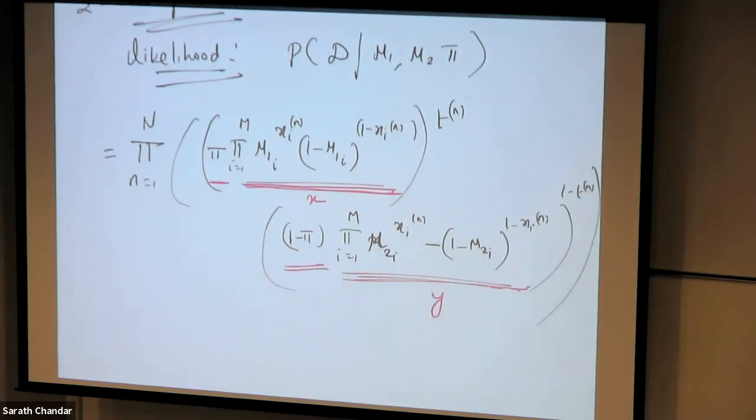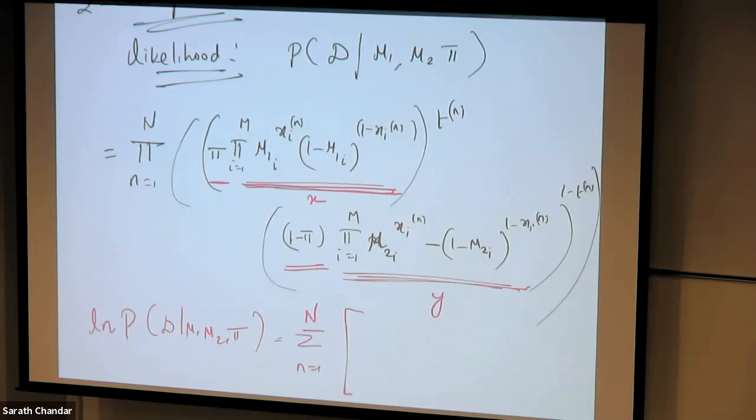Now what would be the ln p? It's easier to compute the log likelihood than the likelihood. So ln p of D given mu1, mu2, pi is given by summation over n equal to 1 to capital N of t of n ln x plus 1 minus t of n ln y, where we call these two parts x and y. Is that clear? This is my log likelihood.